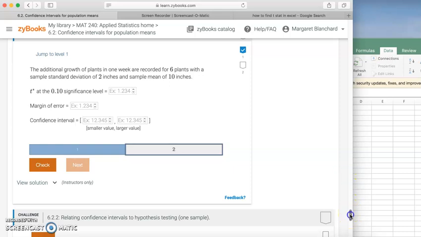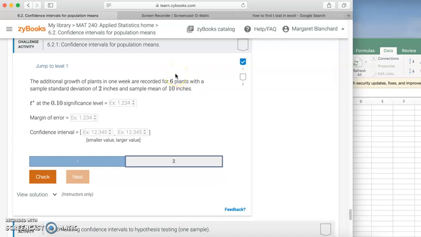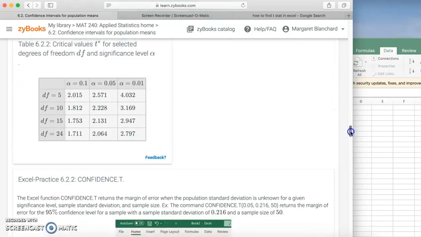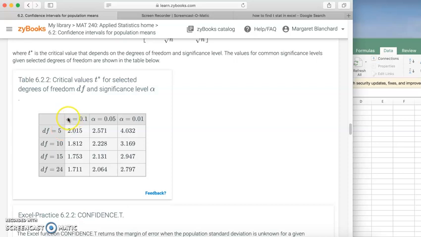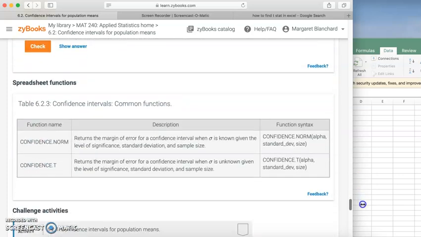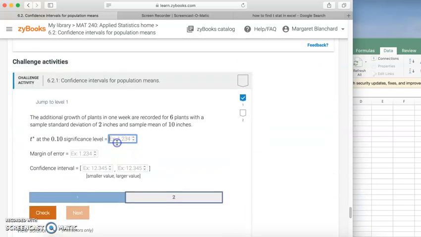Now, the first thing to remember is our degrees of freedom is n minus 1. In this case, n is 6 because we have 6 plants, so n minus 1 is 5. So we're going to scroll all the way back up here to find this nice little table with the degrees of freedom of 5, 10, 15, and 24, which are common enough numbers. And our alpha is 0.1. So we know that our T star is 2.015, okay? Our T stat right there. I'm going to scroll all the way back down and put in that 2.015.